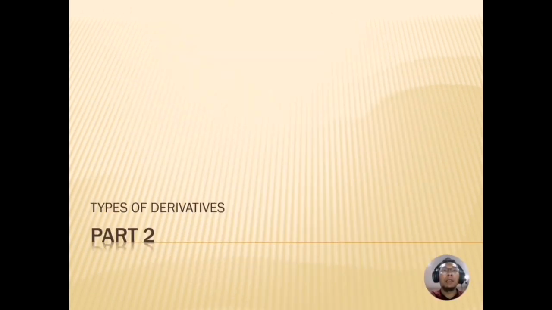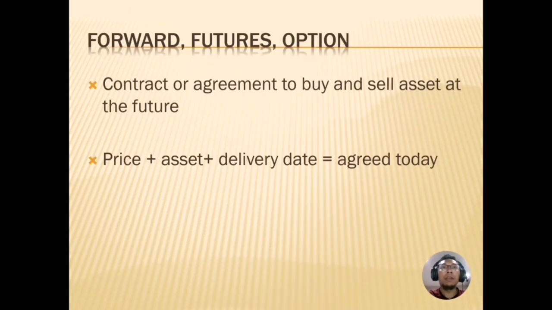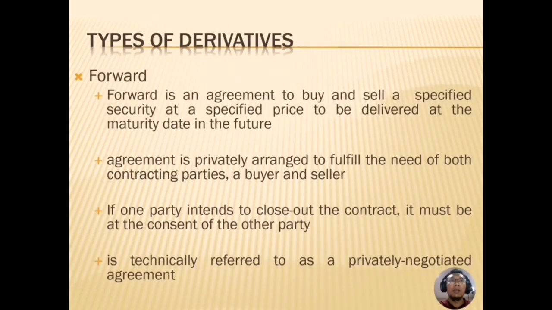Okay, what are the types of derivative? The ones that we will learn are forward, futures and option. A contract or agreement to buy and sell an asset in the future, so the price, the asset, and the delivery date must be agreed today. Types of derivative. First, forward. Forward is an agreement to buy and sell a specified security at a specified price, to be delivered at the maturity date in the future.